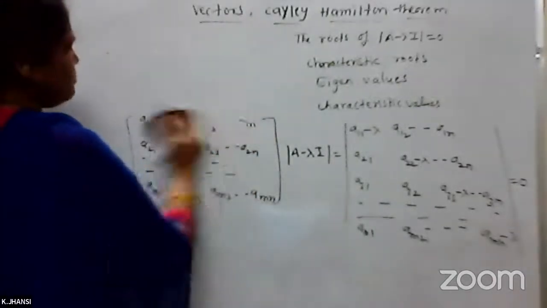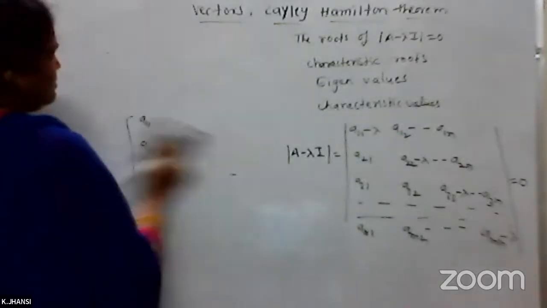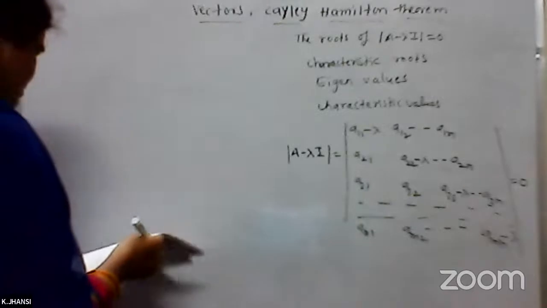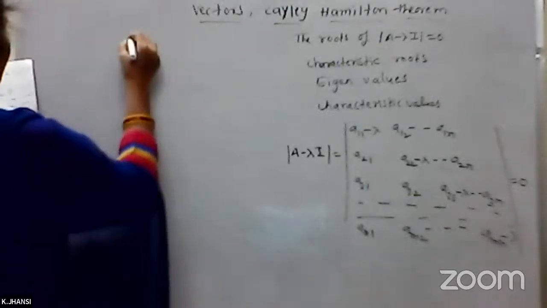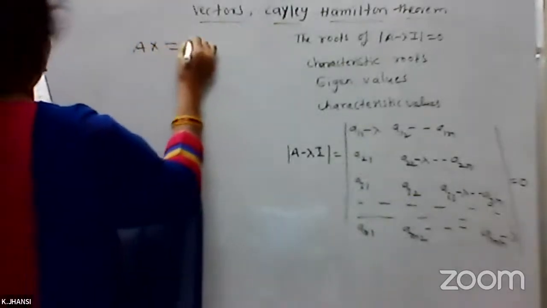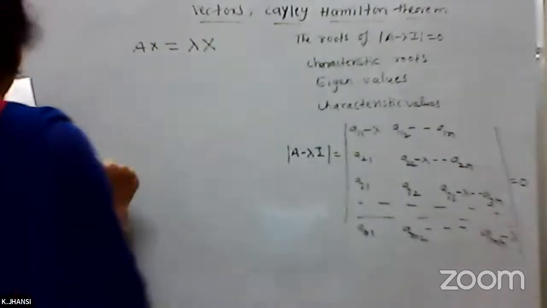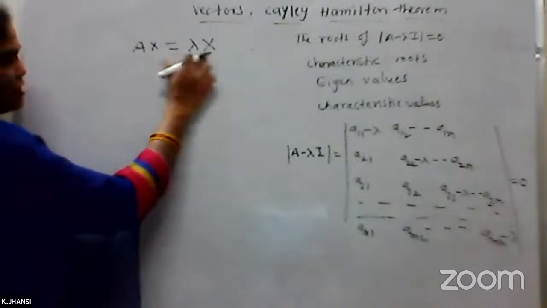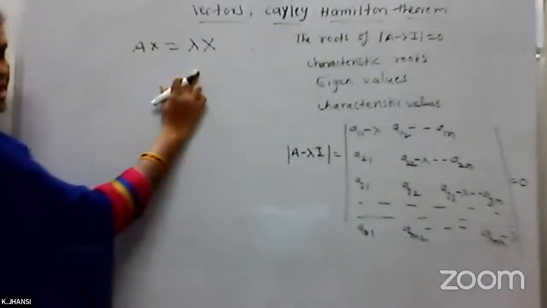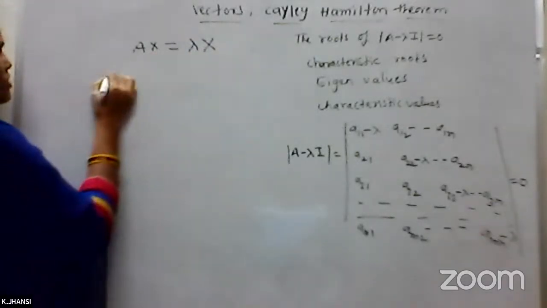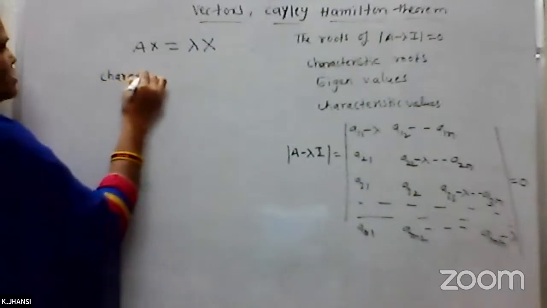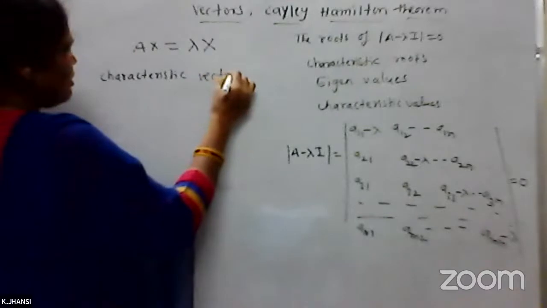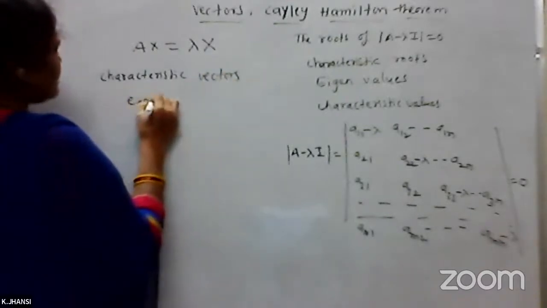So the equation will be like this: Ax equals lambda x. You will get the equation like this. In this, whatever values you are getting, those are the characteristic vectors, or we call them eigenvectors.